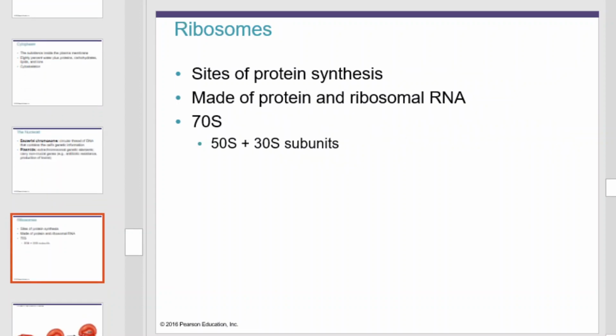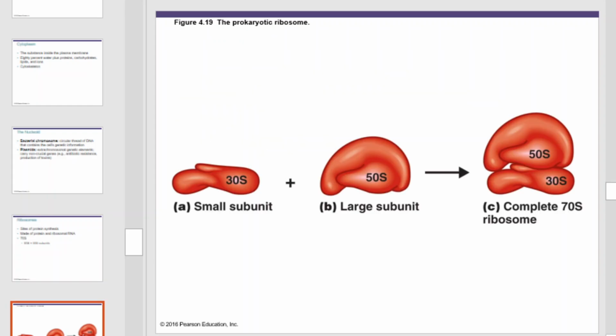Prokaryotic cells possess ribosomes. Ribosomes are not membrane-bound organelles. They are, instead, a conglomerate of RNA. They are the sites of protein synthesis made of protein and ribosomal RNA. Through the combination of a 50S and 30S subunit rRNA structure, ribosomes are constructed. This is an illustration of the architecture of a prokaryotic ribosome.